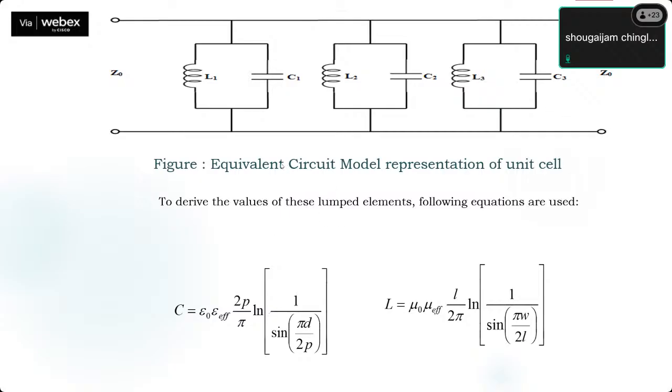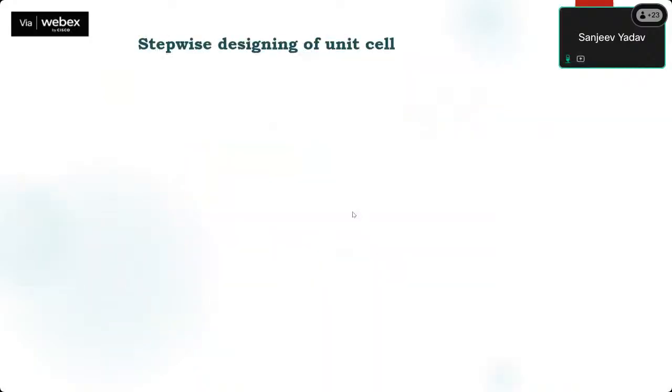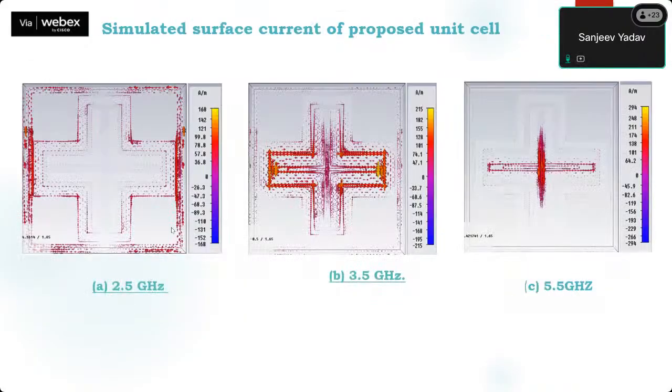For that, in the figure you can see where we are getting the surface current; I have shown it. Here 2.5 I am getting from the outer one, 3.5 from this one, and 5.5 from this inner one. As the size decreases, the frequency increases. So the higher frequency we are getting from the inner part, and the lower frequency from the outer part.